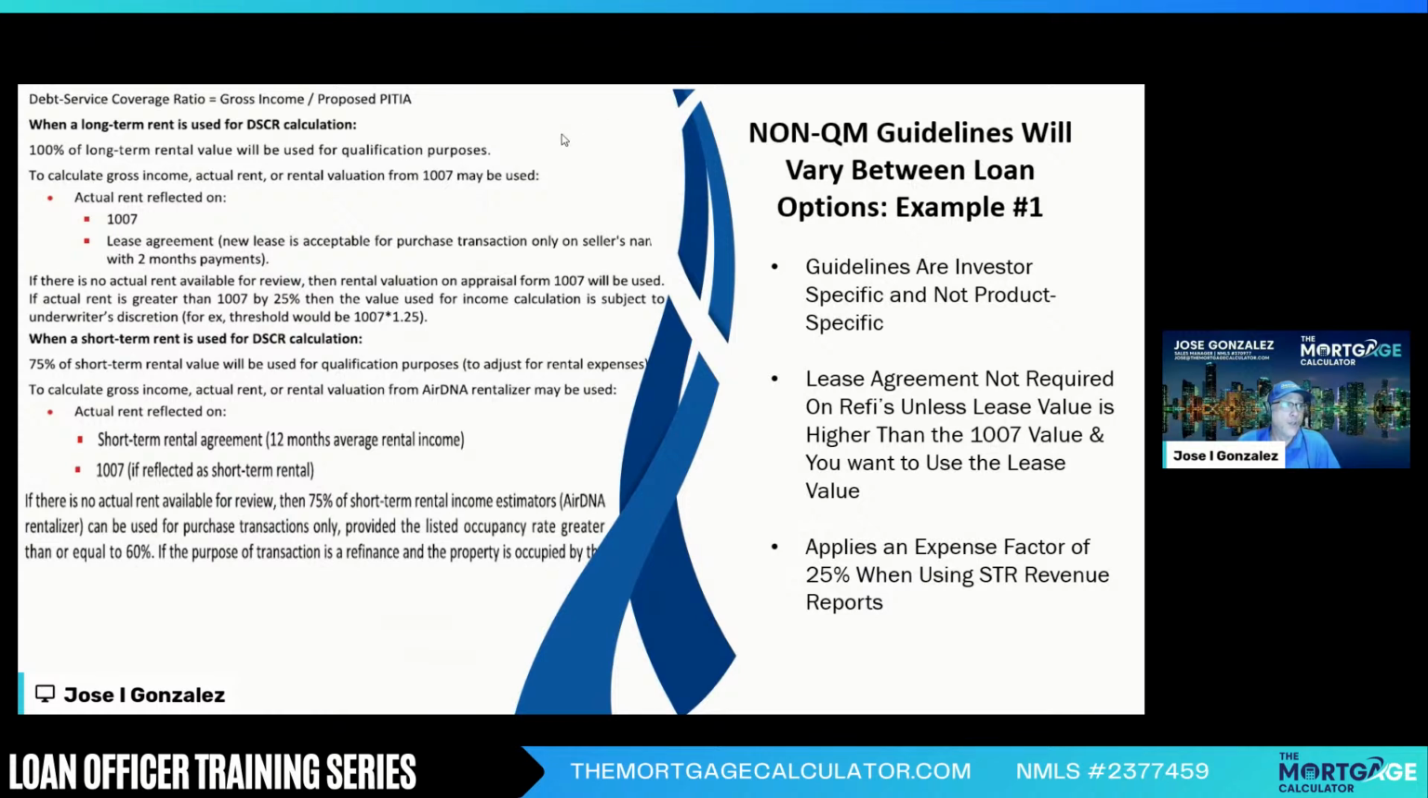They'll let you use short-term rentals, and they apply a 25% haircut to the short-term rental income. They let you use AirDNA, and they'll use the 12-month average or the 1007 if the 1007 is reflected as a short-term rental 1007. Right. So if no actual rent, then they use 75% of the short-term rental income indicators like AirDNA. Right. So that's that one there.